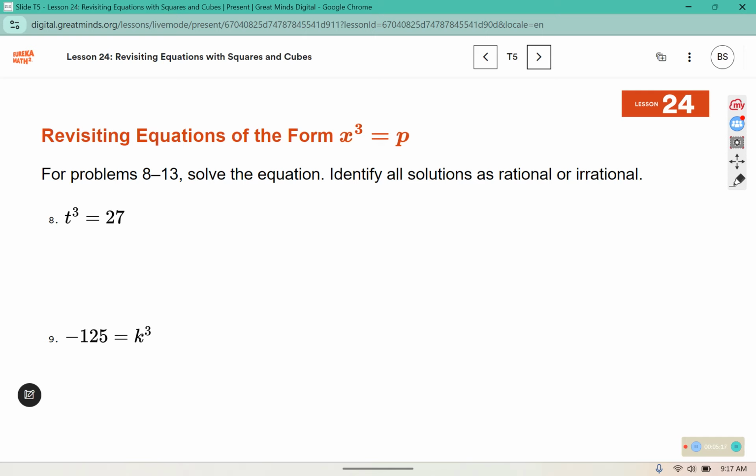For problems 8 through 13, solve the equation. Identify all solutions as rational or irrational. In this one, we're going to use a cubed root to undo the cube. Since this is an odd exponent, it's only going to have one answer, either positive or negative, but it can't have both. So 3 times 3 times 3 makes 27, and that is rational.